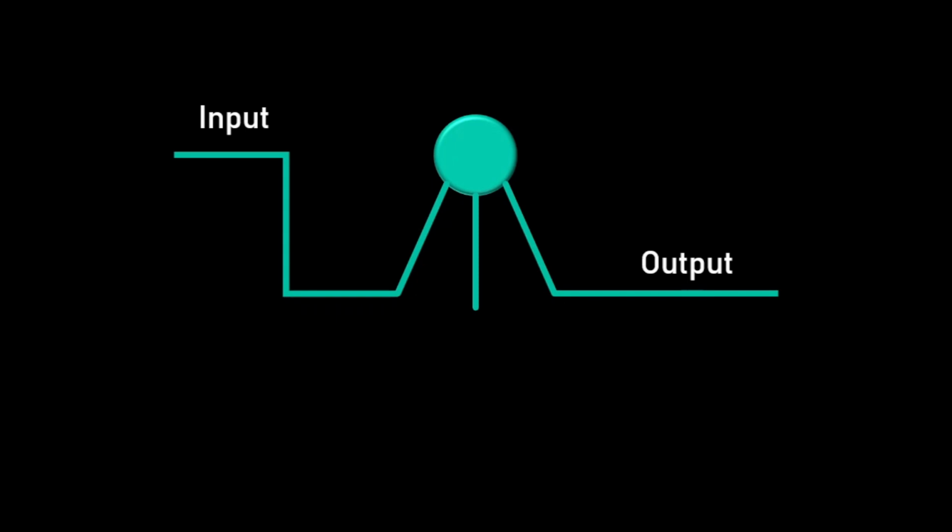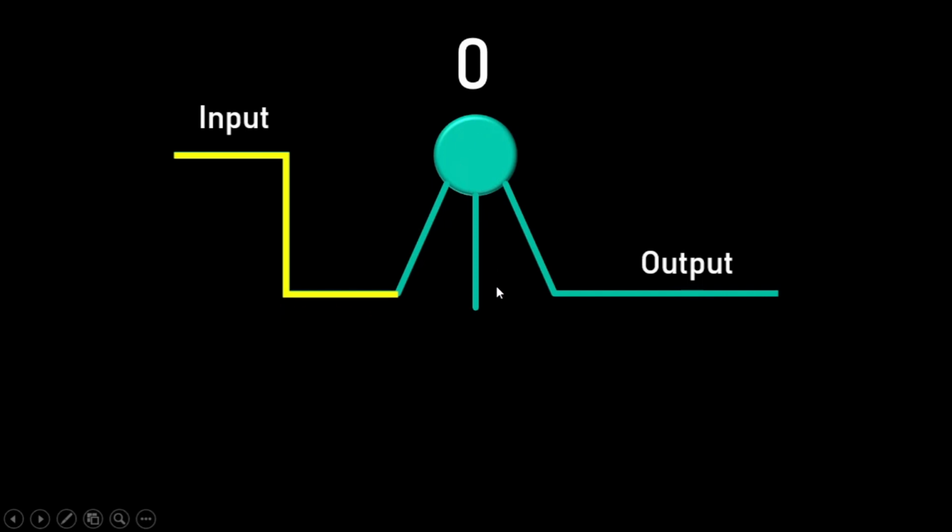Now, suppose an input signal is coming to the transistor. This input signal can be coming from your keyboard or from your mouse or from any of the programs that you are running on your computer or any event that is taking place. But this input signal cannot go through the transistor to the output because currently the transistor is in zero state.